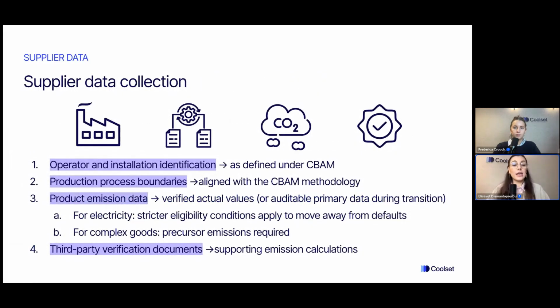So now let's see the process of collecting this data. So first you have to identify your suppliers and the relevant installation. So you need to understand which factory contributes to which of your products. And once this is clear, you need to set the production boundaries. There is a whole specific methodology in CBAM on how you can define the boundaries, and this is a very, very important part of doing so. And once that's there, then you can move on with collecting the data emissions from your suppliers.